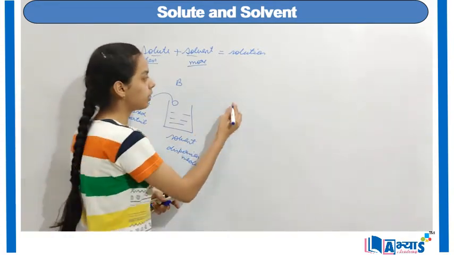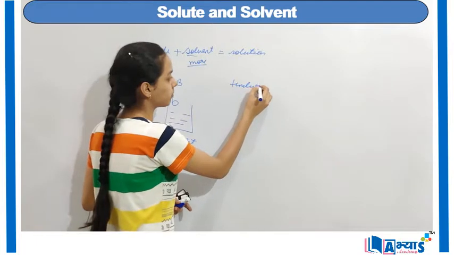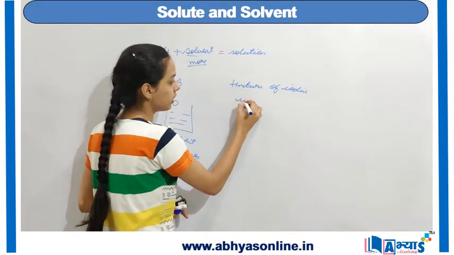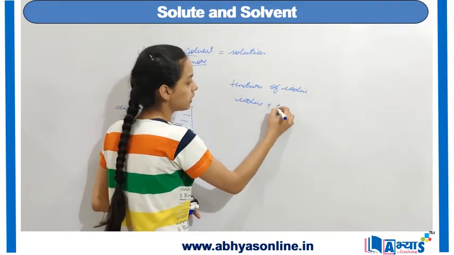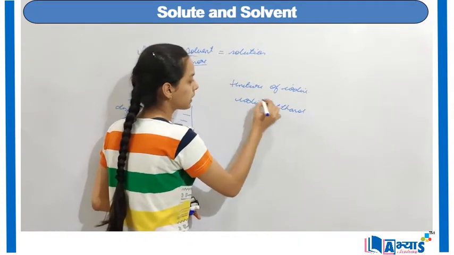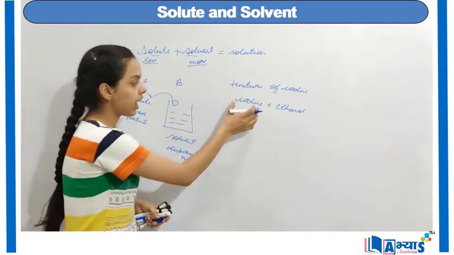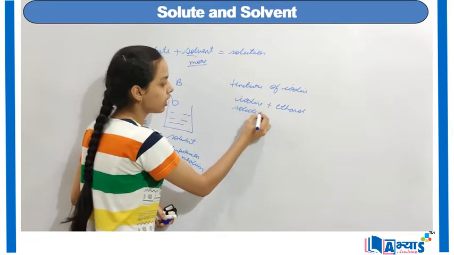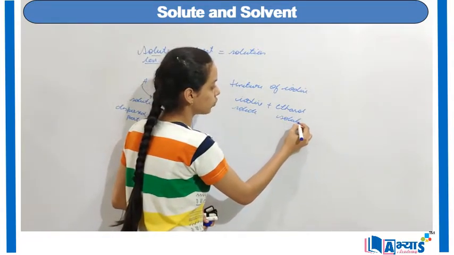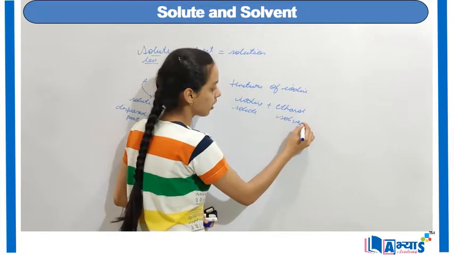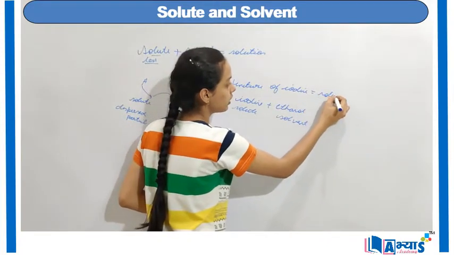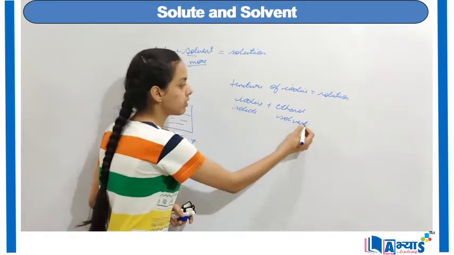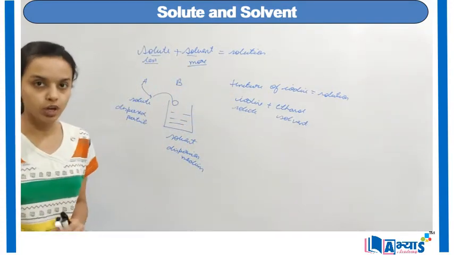If I have an example of tincture of iodine, that is actually iodine mixed with ethanol or mixed with alcohol. In this case, iodine is added to ethanol. So iodine is the solute and ethanol is the solvent, and tincture of iodine is the solution. So we can say that solute plus solvent will give a solution, that is the case of tincture of iodine.